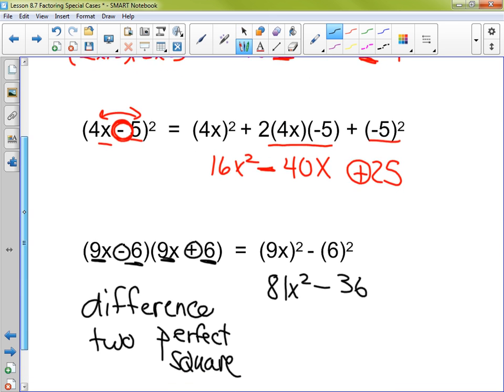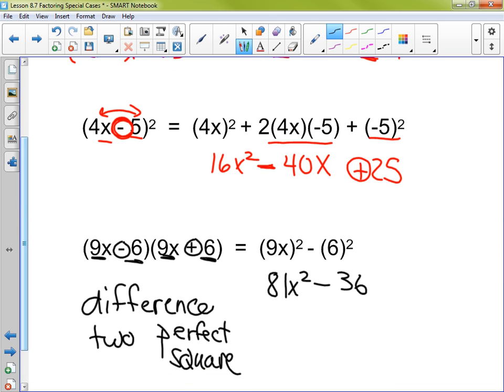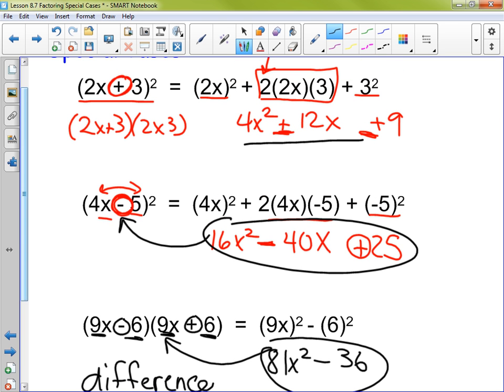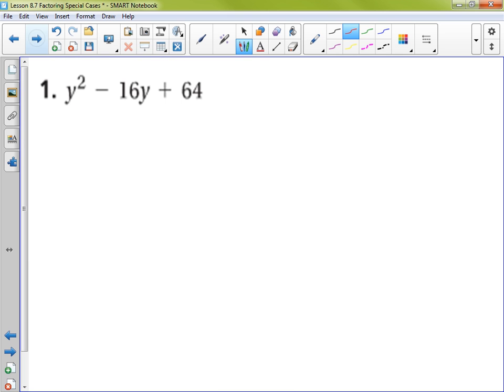All you're going to do today is work backwards. You're going to take this special case and work backwards into two binomials, and this special case and work backwards into two binomials, and this special case and work backwards into two binomials. It's supposed to be really quick, so I'm going to move a little quicker. If you start to get lost, just hit the pause button and you can slow me down.